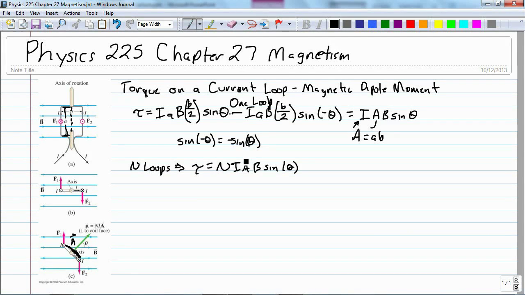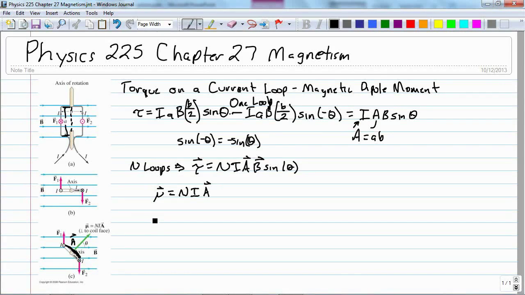Now this area is a vector here. The magnetic field is a vector. Our torque is a vector. And when we're dealing with a sine, then we have this quantity we call the magnetic dipole moment. It's mu, a vector, and that's equal to n times the current times the area vector.